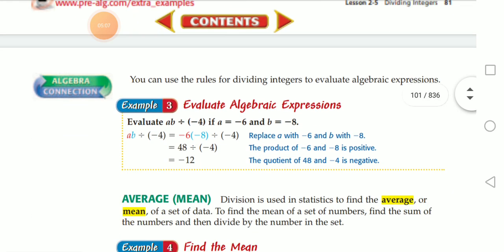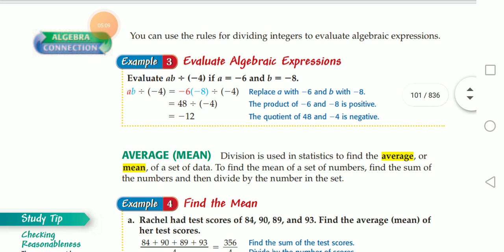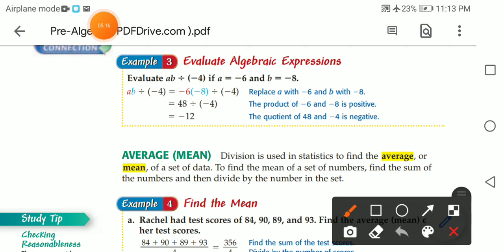Okay, evaluate algebraic expressions. Evaluate AB divided by negative 4. So A is, as you see here, substitute or replace A with negative 6, and B with negative 8, so times negative 8, divided by negative 4.